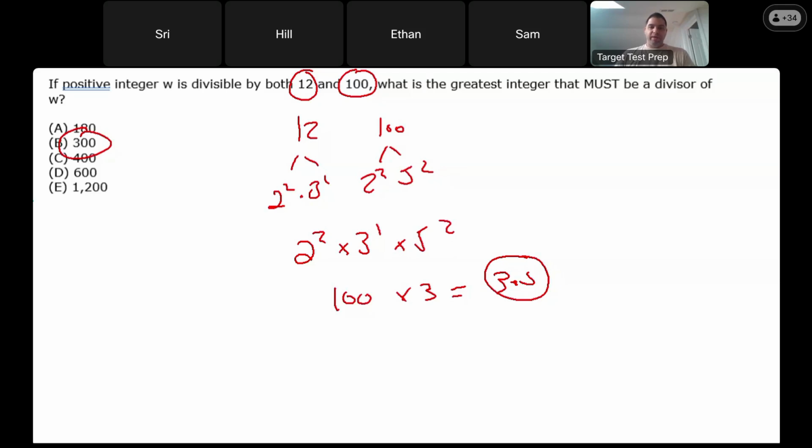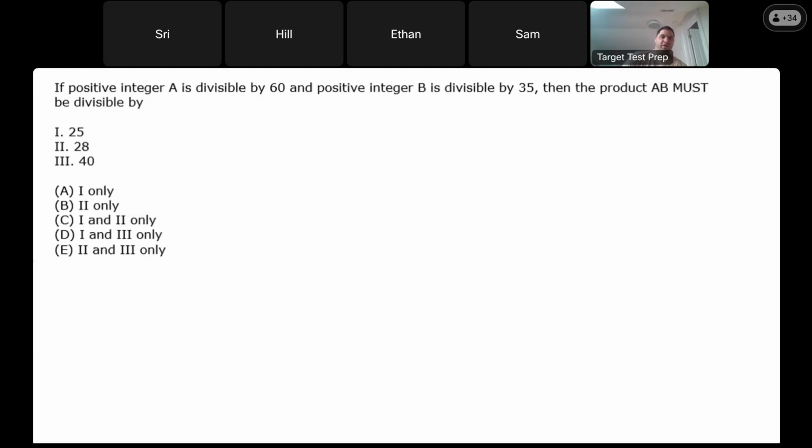All right, here's another one, but this is similar, but now we're talking about the product of two numbers, which changes things. The difference here is this is saying what A times B must be divisible by, which is much different than just dealing with LCMs per se.